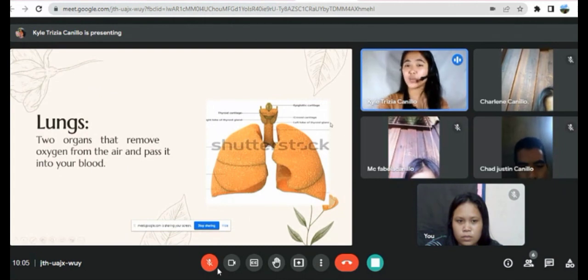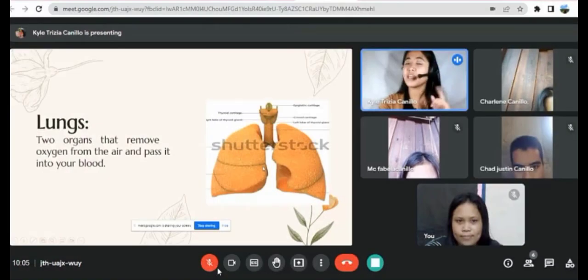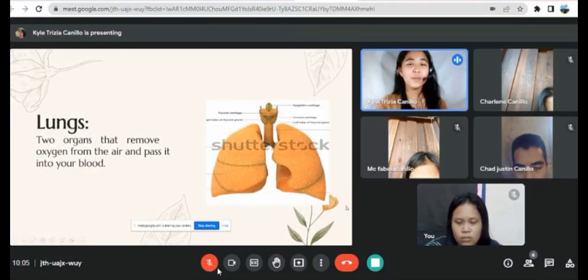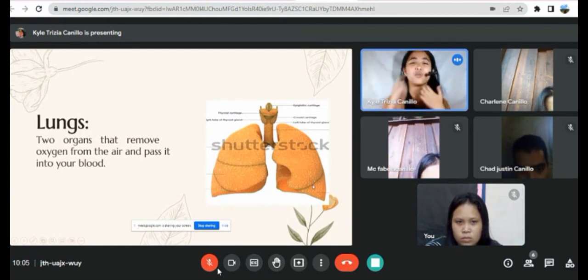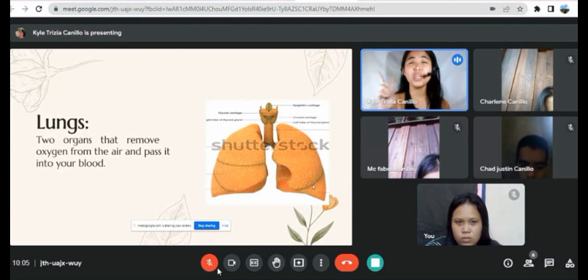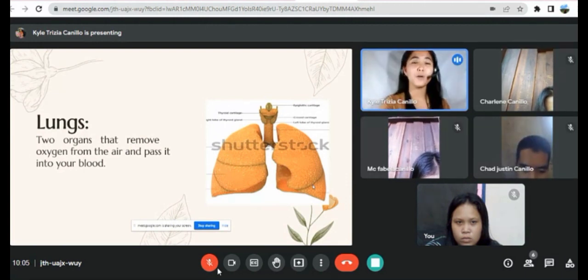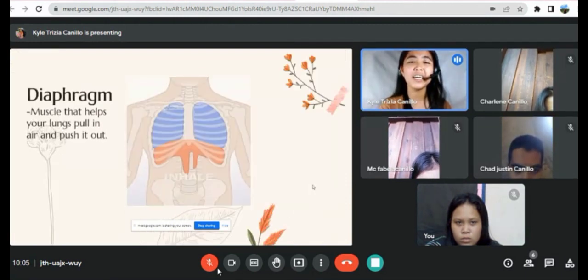Look at the lungs we have here. In the left lung we have 2 lobes, but in the right lung we have 3 lobes. It enables us to have space for our heart. So now we have only 2 left lungs.